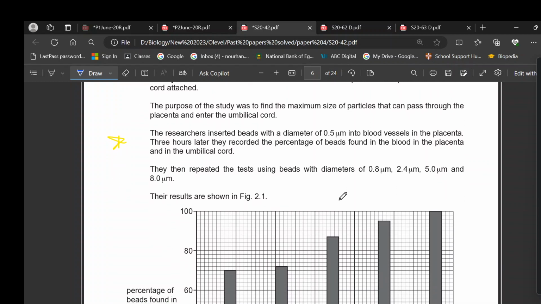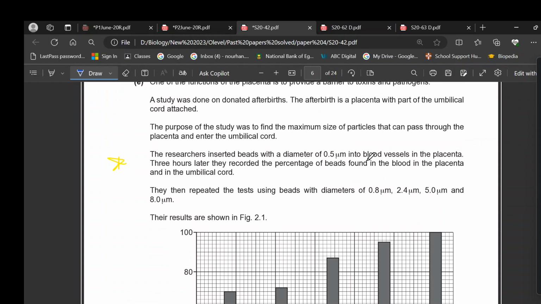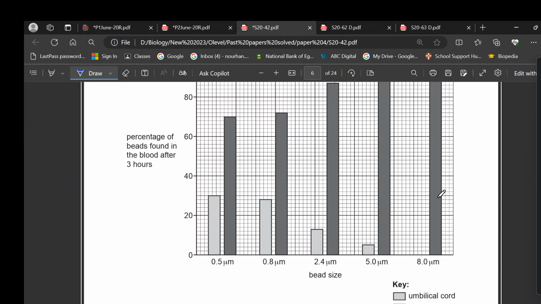These researchers inserted beads with a diameter of 0.5 micrometers into the blood vessels in the placenta. Three hours later, they recorded the percentage of beads found in the blood, in the placenta, and in the umbilical cord. They injected the beads in the placenta and then measured how much of these beads passed into the umbilical cord. They repeated the test using beads of different sizes, 0.8 and 2.45 micrometers, and these are the results.